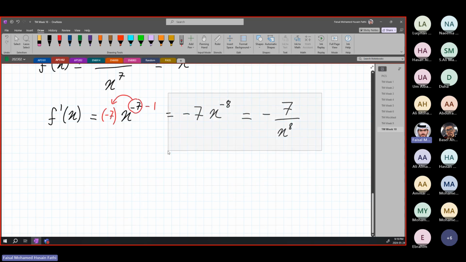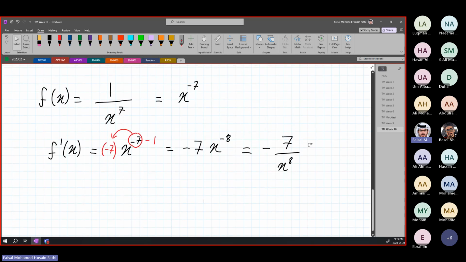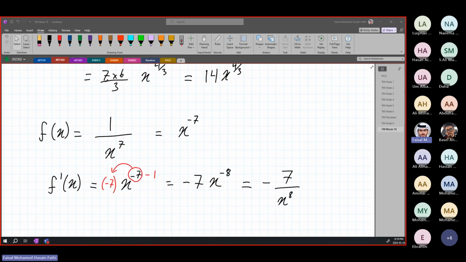The reason you need to know all of this is because in multiple choice, they might give you this as the answer or this. You need to know how to move the power up and down for the variable x. Okay? This is obviously for the general form.